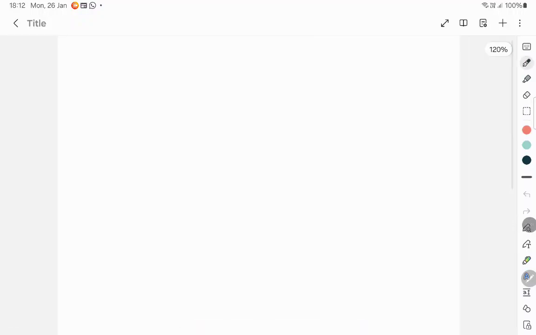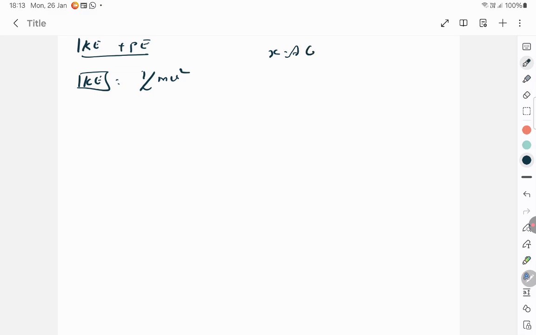So to continue with the oscillations, let's find out the energy. The total energy is always kinetic energy plus potential energy. And how do you find the kinetic energy? The kinetic energy is given by half mv square, in which, in this lesson, we took x as a cos(omega t plus phi naught).